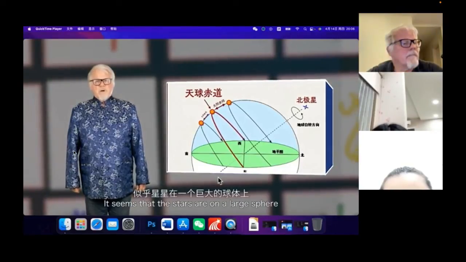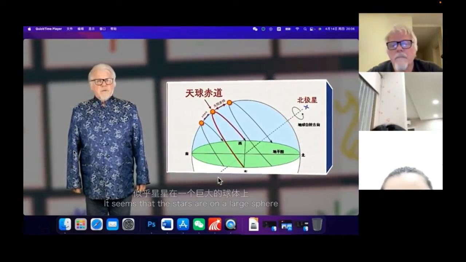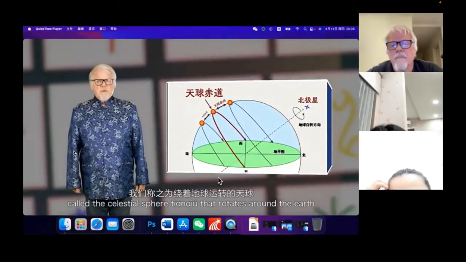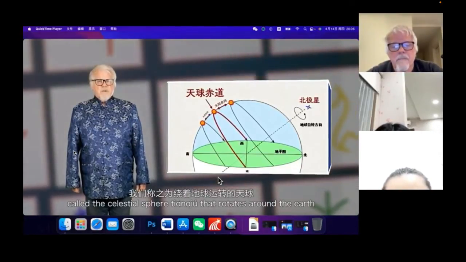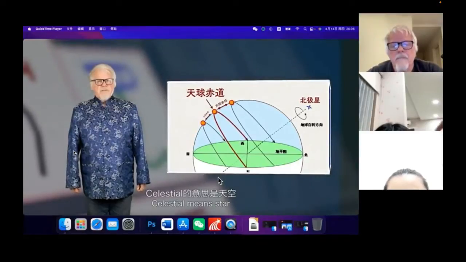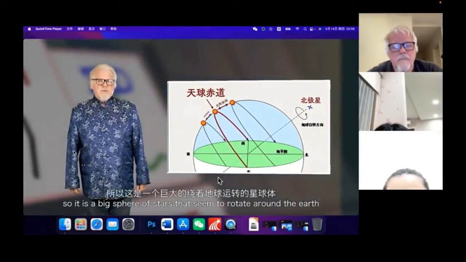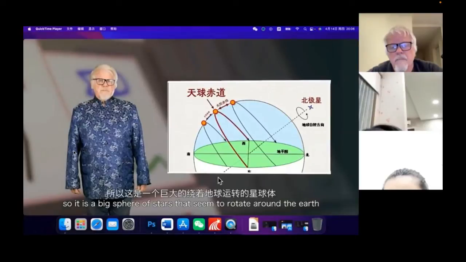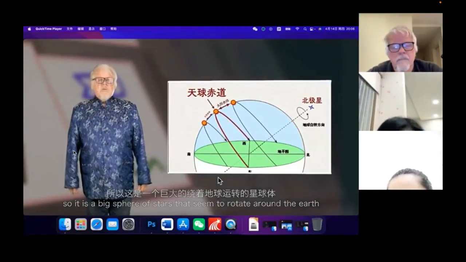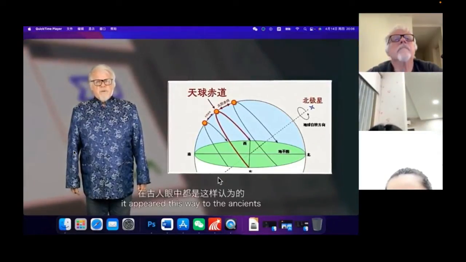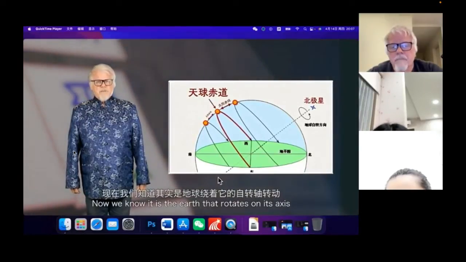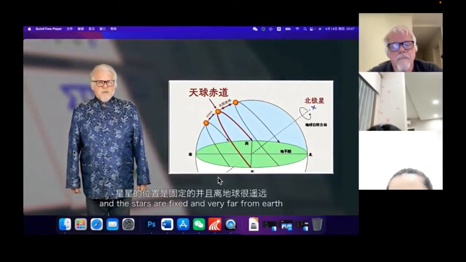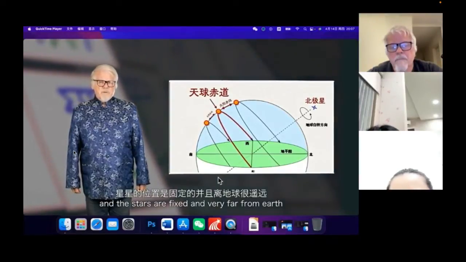It seems that the stars are on a large sphere called the celestial sphere, or Tianqiu in Chinese. It rotates around the earth. Celestial means star, so it is like a big sphere of stars that seems to rotate around the earth. For thousands of years, it appeared this way to the ancients. Now we know that the earth rotates on its axis and the stars are fixed and very far from earth.